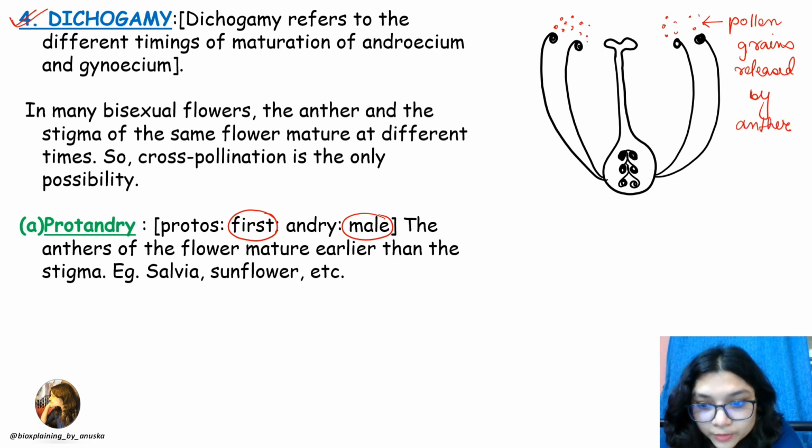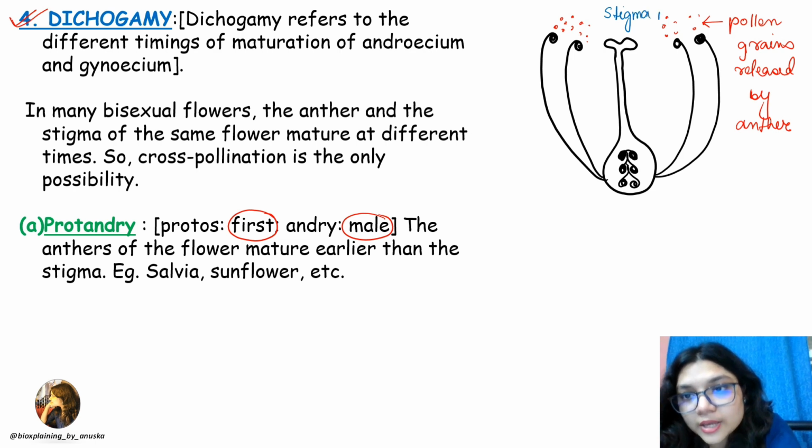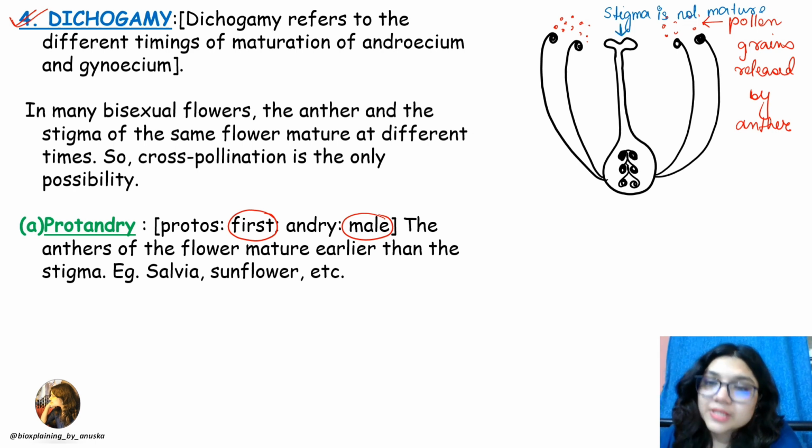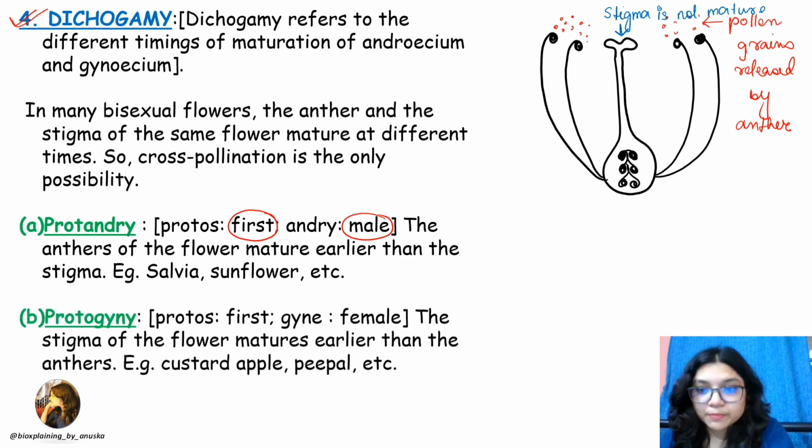But where does the problem lie? The problem lies in the fact that the stigma is not yet mature. The stigma is not mature. Right. So in this case, self-pollination is not possible. Even if the pollen comes and lands on the stigma, it is not ready to receive them. So cross-pollination is the only option. That is, the anthers will release the pollens, they will go to some other plant and they will pollinate that flower. The second thing that we have is protogyny.